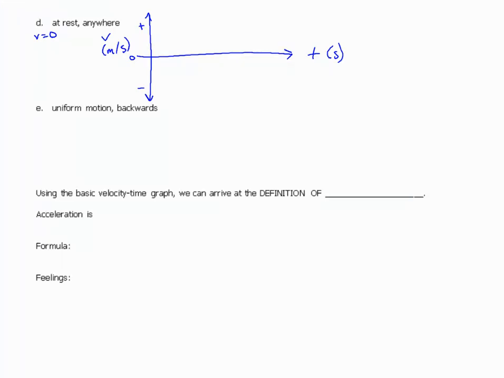So we're at rest. Our velocity is 0. At the beginning, if I'm at rest, I'm not moving, my velocity is 0. I'm still not moving, I'm still not moving. This whole time, my velocity is 0. So the velocity time graph looks exactly like the velocity time graph from example C.